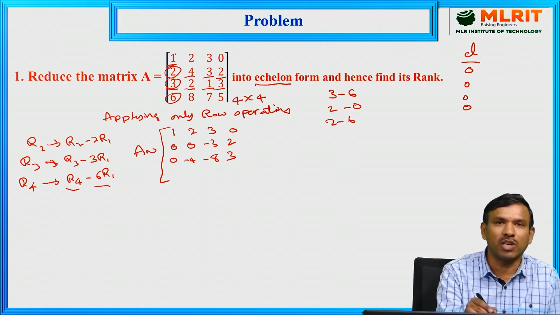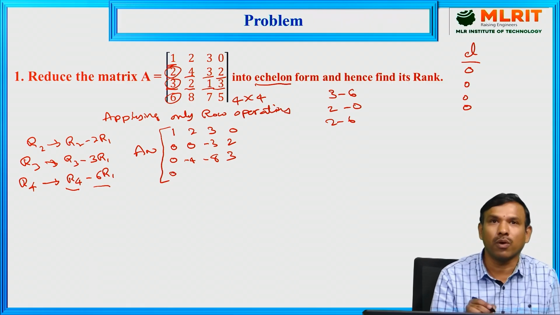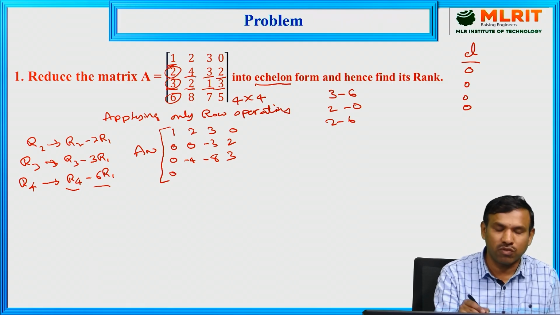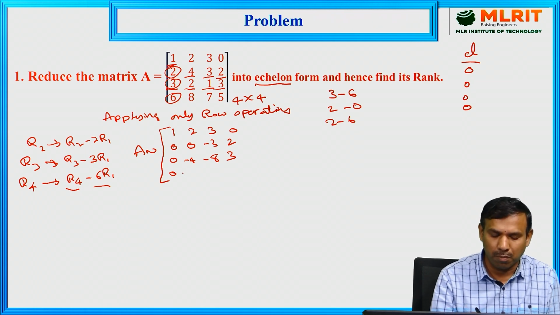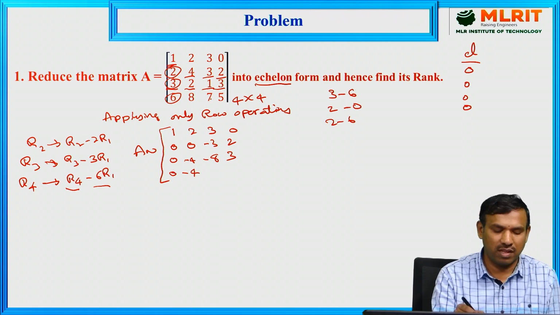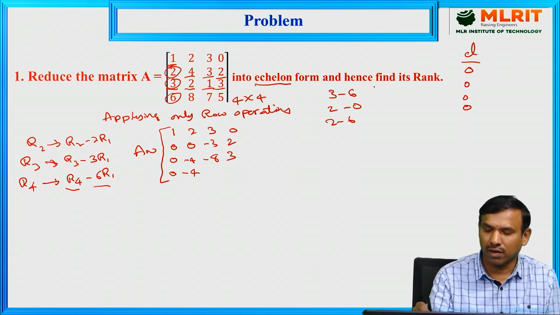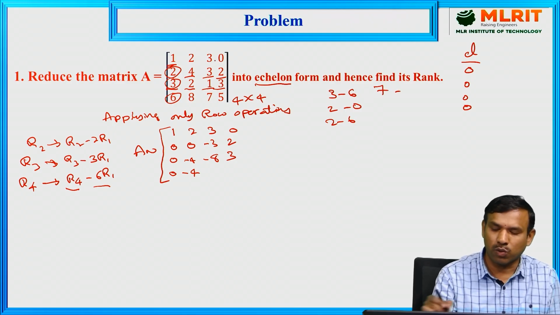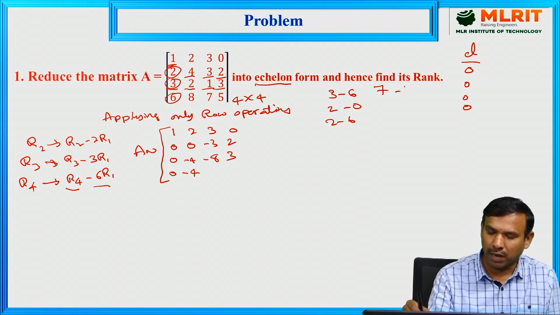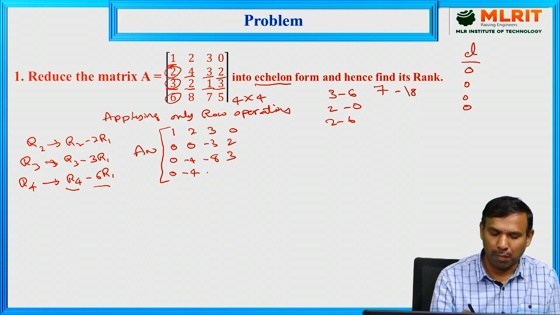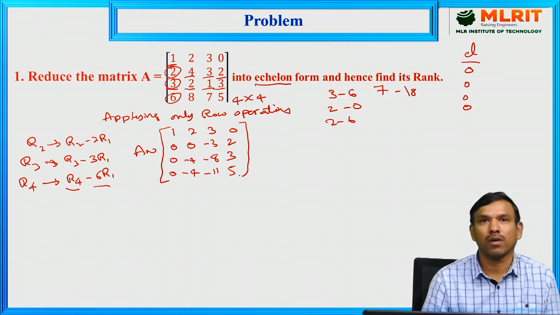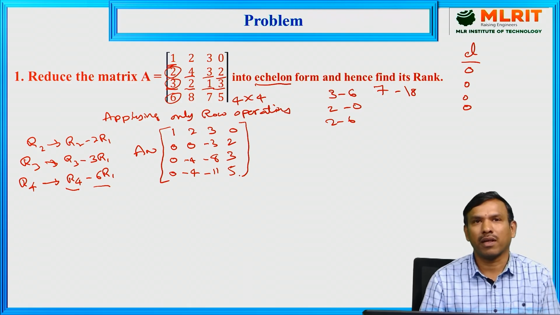6 minus 6 into 1, 6. 6 minus 6, 0. Next, 8 minus 6 into 2, 12. 8 minus 12, minus 4. Next, 7 minus, look at the rough work, 7 minus 6 into 3, 18. So 7 minus 18, that is minus 11. Next, 5 minus 0, 5.